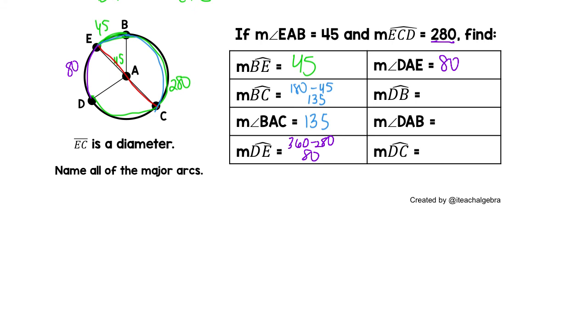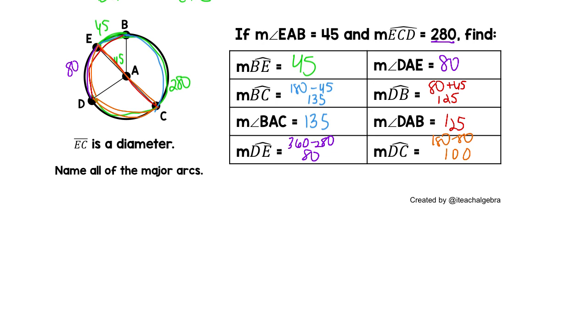Measure of arc DB, this one right here, we'll add those two together. So 80 plus 45 is 125. The measure of angle DAB will also be 125. Last but not least, arc DC. We're going to add these all to, oh, no, wait, we have 80 here. And this whole thing is 180. So we'll do 180 minus 80 gives us 100.